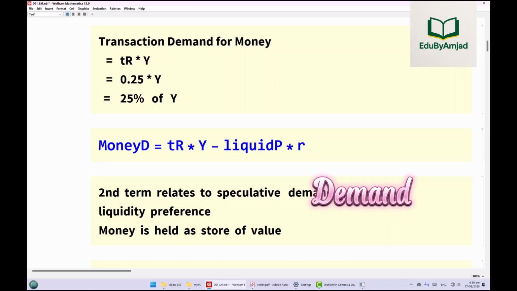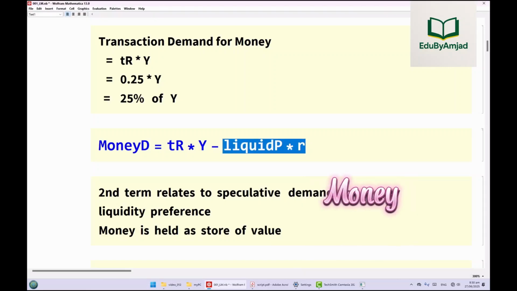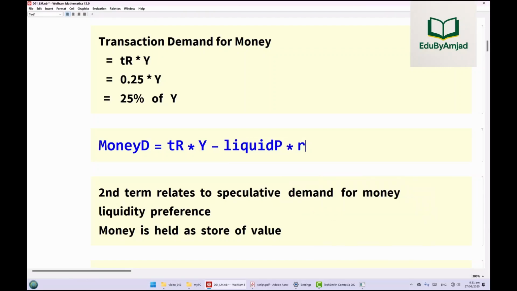Second term of the money demand equation is about speculative demand for money or liquidity preference. Money is held as store of value. This is interest rate sensitive demand.